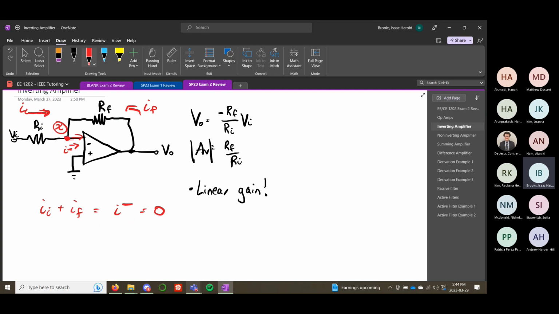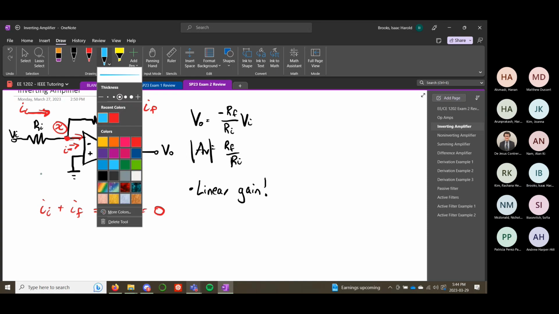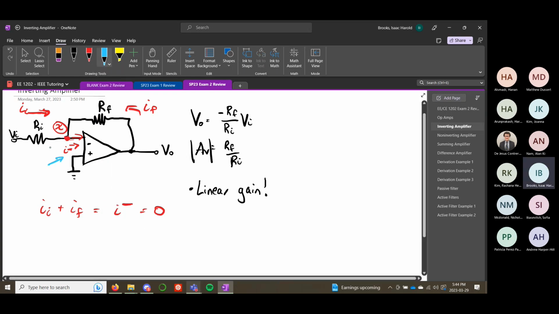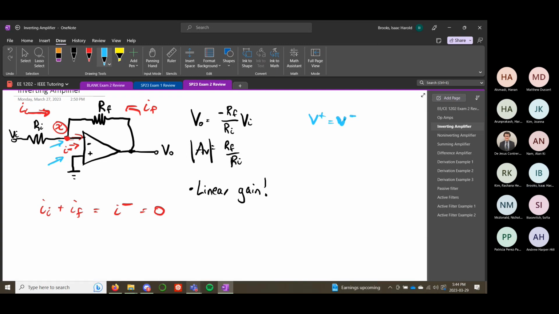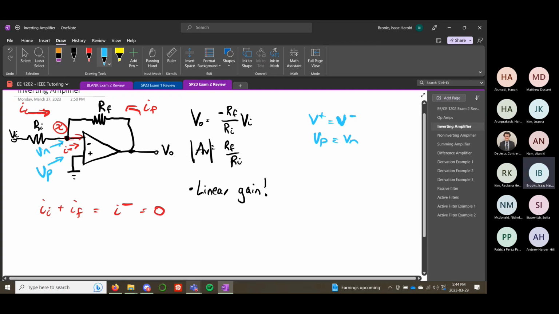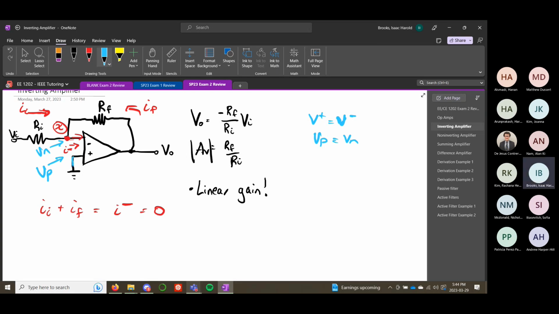One of our other golden rules is that the voltage at the positive input is the same as the voltage at the negative input. That's V plus equals V minus. You'll see different notation for these, like VP equals VN or something like that, but we're just talking about the voltage of these two nodes. So those are going to be equal, but we know that VP is grounded here. So VP equals VN equals 0.